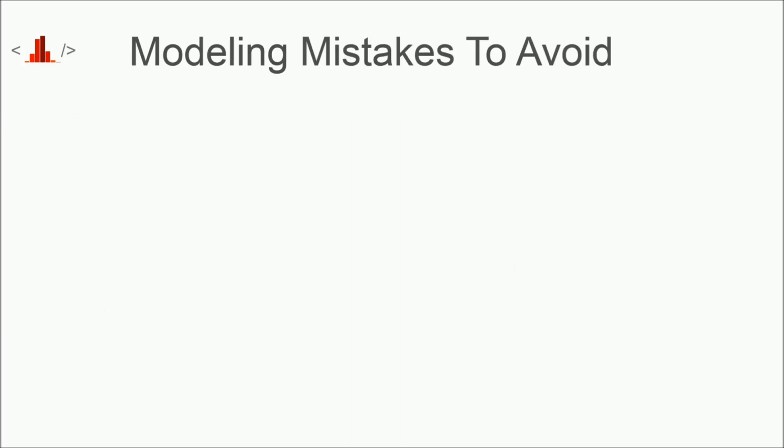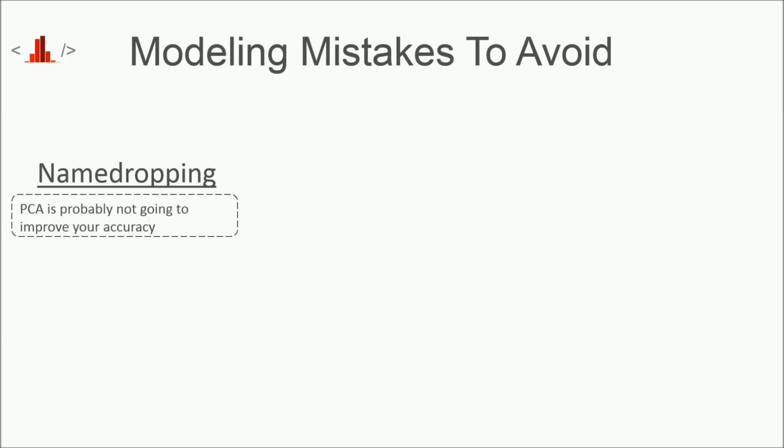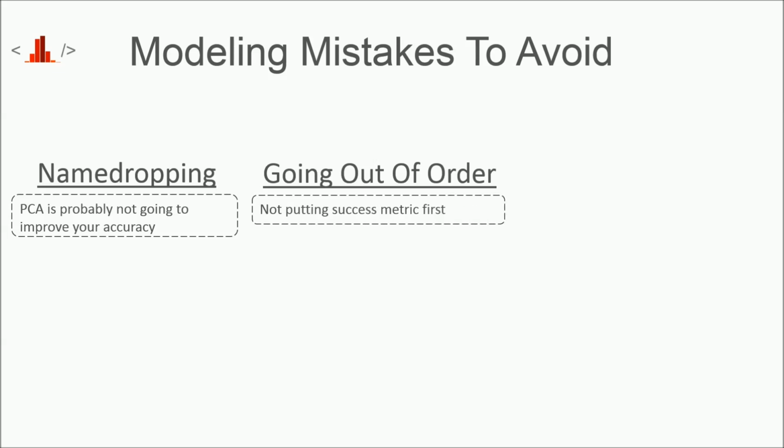So now some modeling mistakes to avoid. It's important not to name drop. I keep just really crushing this point, but I've seen it too many times. Don't automatically assume PCA is going to improve your accuracy, and just don't name drop. Just understand the fundamentals. I think I've beat that enough.